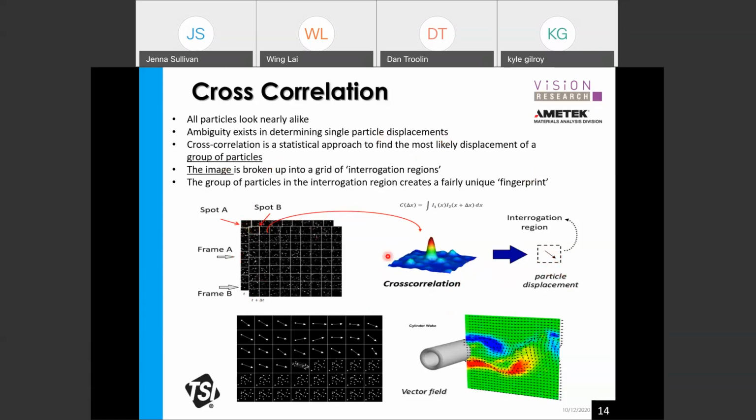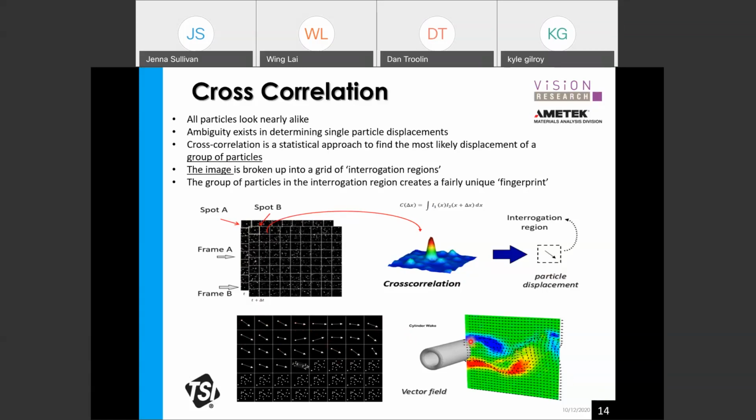So if we repeat the entire process for the entire image of frame A and frame B, looking at individual interrogation regions, then we are able to get the individual velocity vectors representing each individual interrogation region. By doing that multiple times, we are able to get the velocity vector fields.